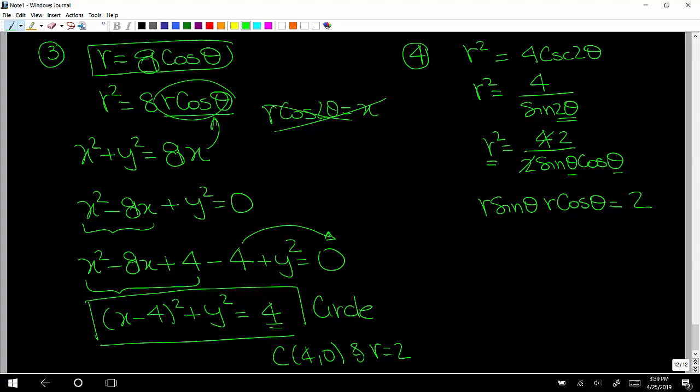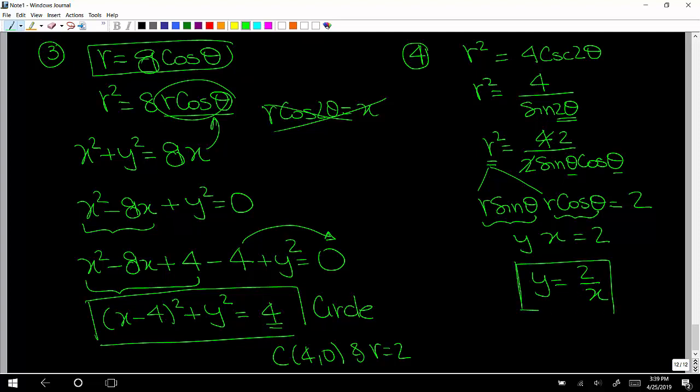So I split this r into 2, r and r, and then I multiplied these. The reason for that is because this is y now, and this is x is equal to 2. So y is equal to 2 over x. Okay, so that's how we get that.